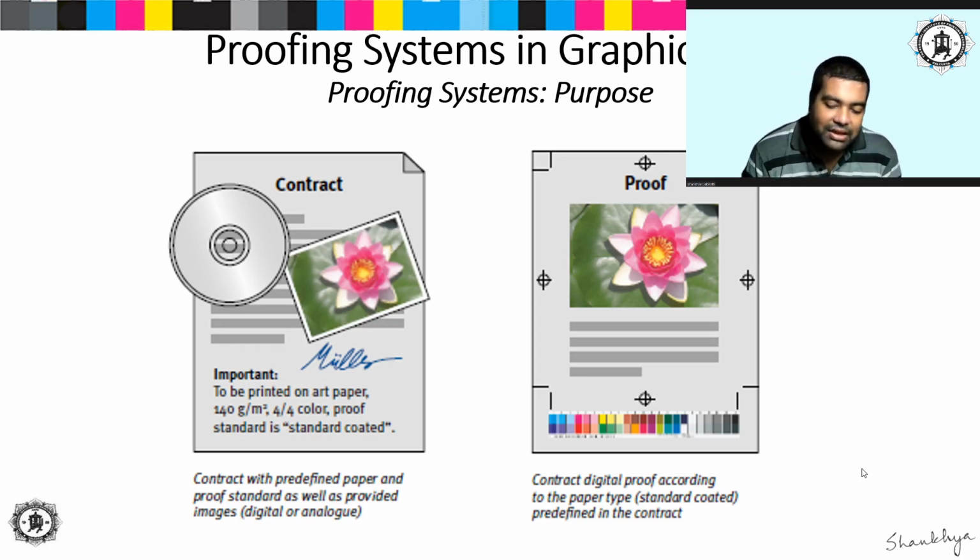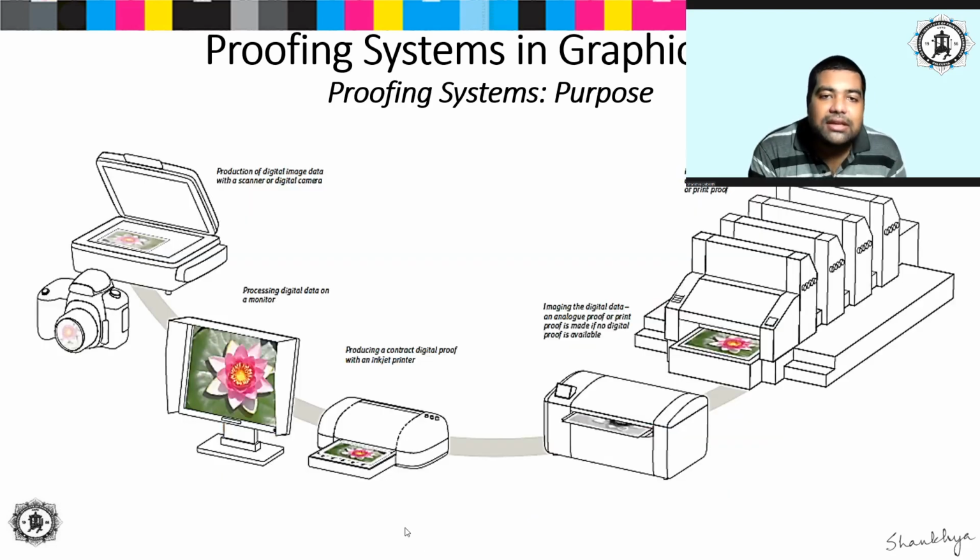Okay, now let us see what are some of the methods to prove. Naturally, generally in today's world, what we do is we get a proof in digital machines. So they are generally known as proofers. Basically, they are inkjet machines, large format inkjet machines.